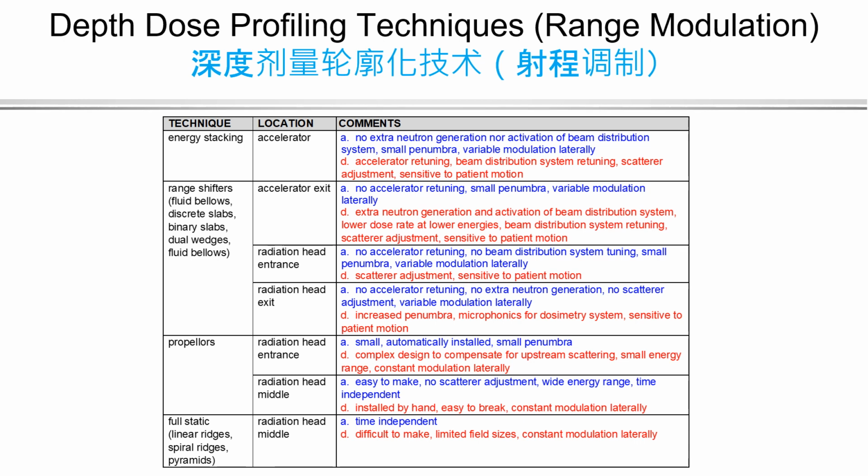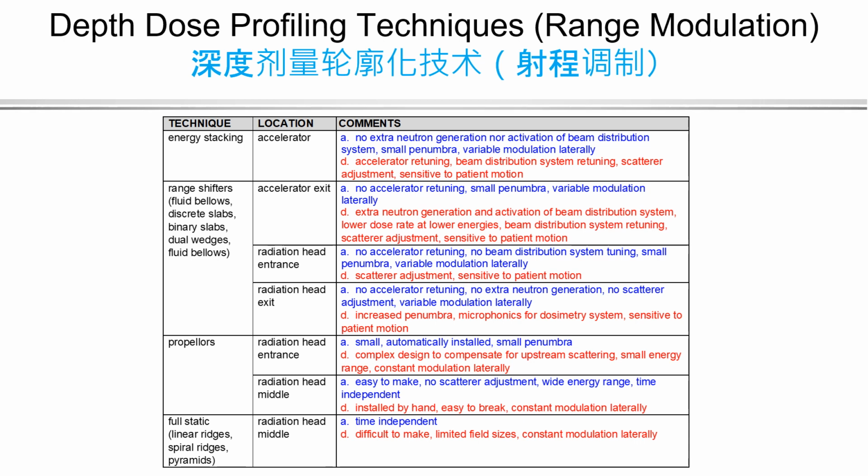When using range shifters located at the accelerator exit, advantages include no accelerator retuning, a small penumbra, and variable modulation laterally. Disadvantages include extra neutron generation and activation of the beam distribution system, lower dose rates at lower energies, a need for retuning the beam distribution system, adjustment of the scatterers, and sensitivity to patient motion.